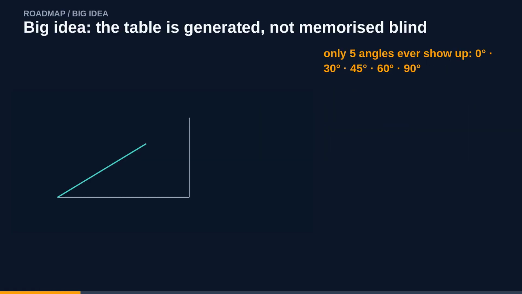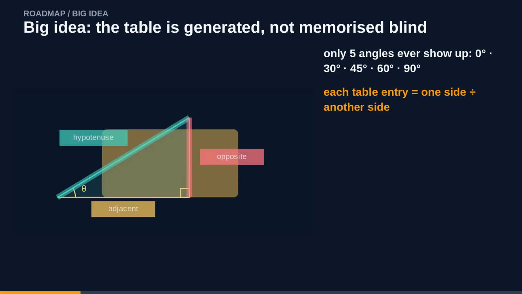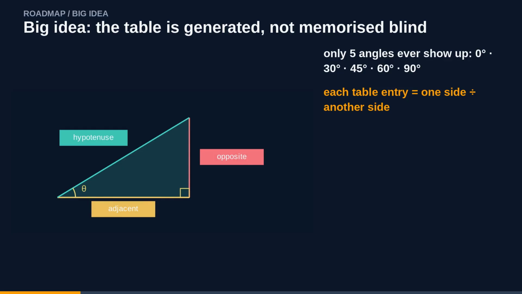Here is the big idea. SSC never asks a random angle. Every numerical trig value in Tier 1 comes from just 5: 0, 30, 45, 60, and 90 degrees, and their value table is not a list to cram. Every entry in it is one side of a special right triangle divided by another side, read exactly the way Lesson 1 taught: opposite, adjacent, hypotenuse. 2 small triangles plus 2 flattened upright limits generate all 5 rows.